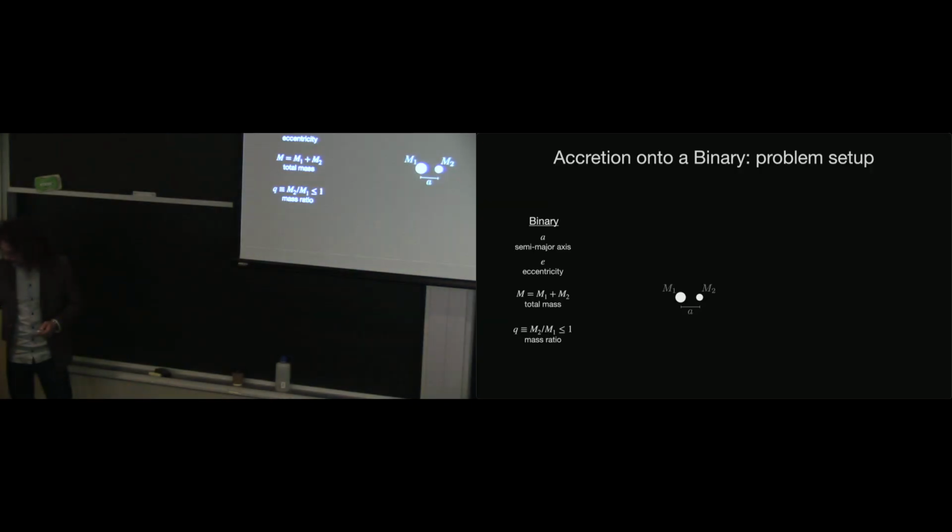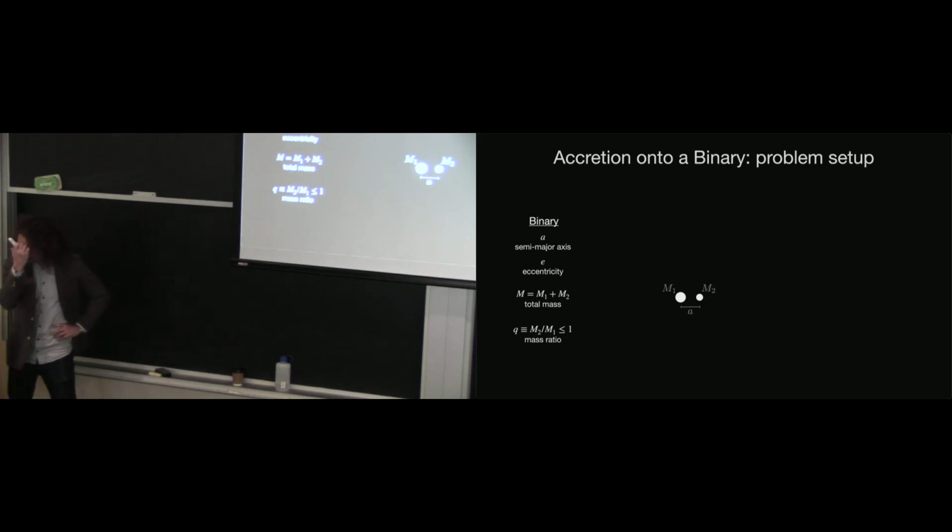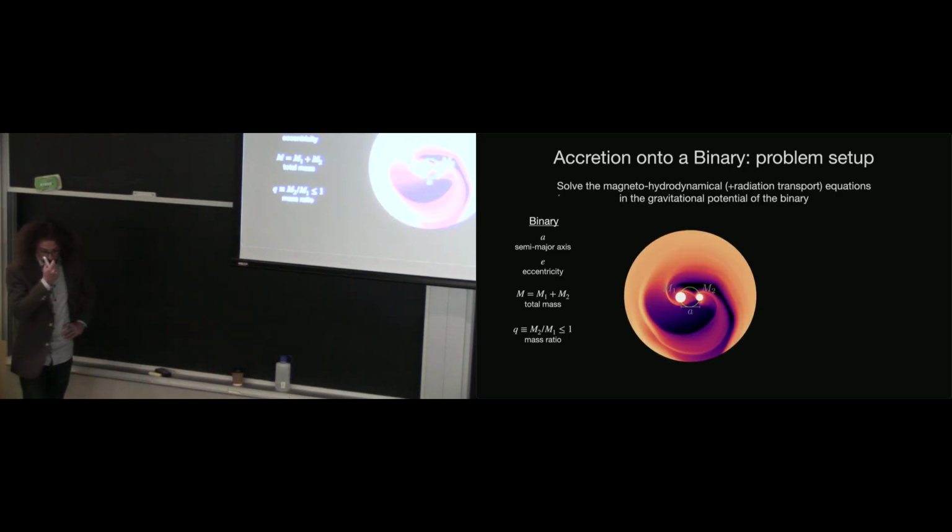So, what do we start with? A binary with semi-major axis A, eccentricity E, total mass M, and a mass ratio Q. And if we want to understand how this system evolves in the presence of a gas disk, we solve some system of equations for a fluid at some approximation in the potential of this binary.